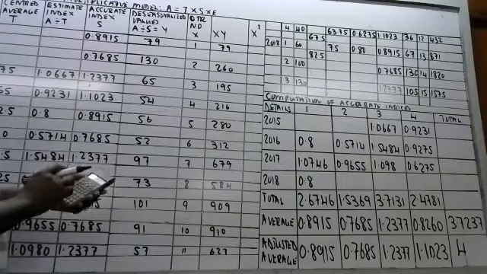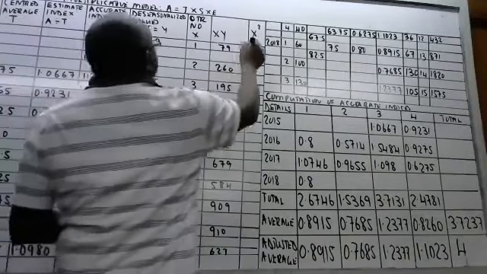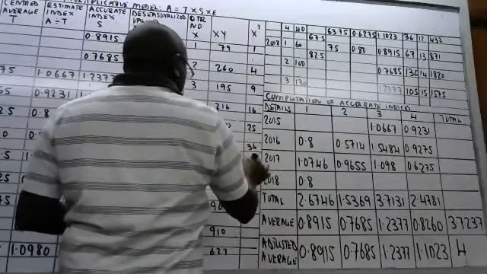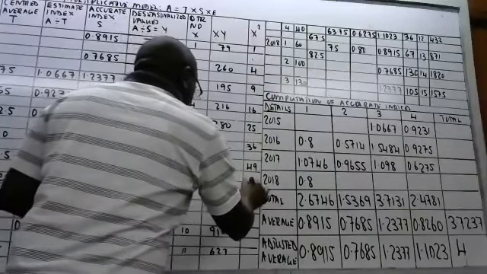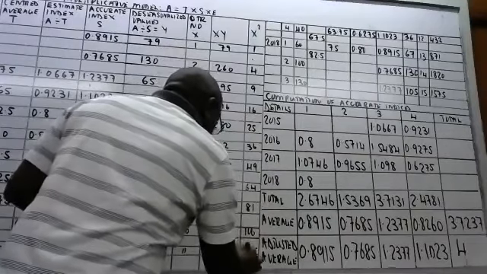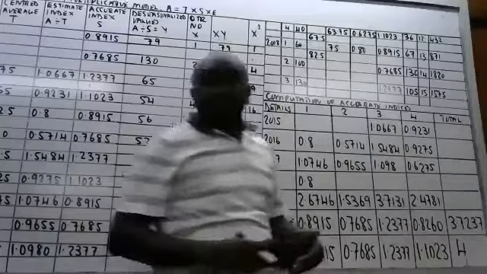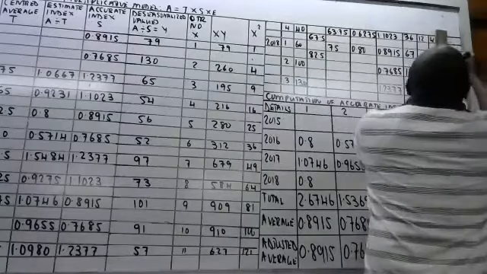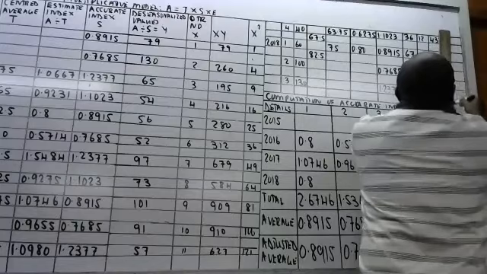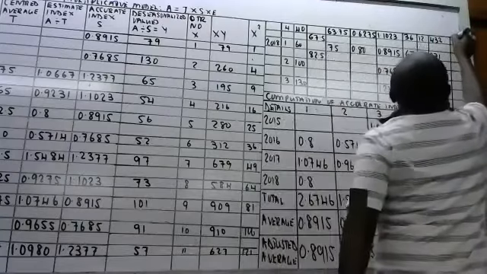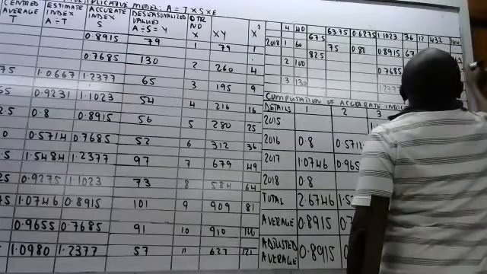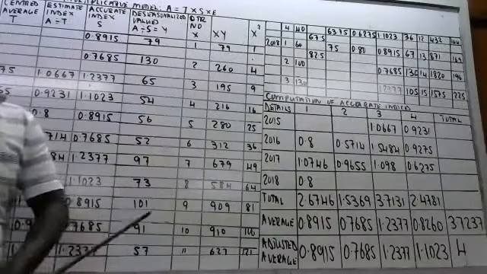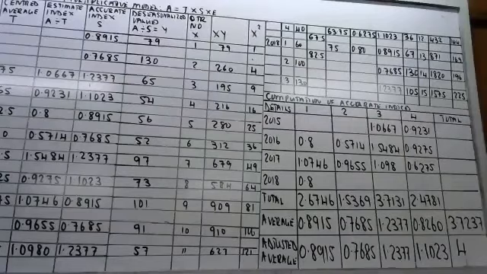Now from there, x squared: this is 1, 4, 9, 16, 25, 36, 49, 64, 81, 100, 121, 12 squared is 144, 169, 196, and 225. That's okay, Abel? Alright.